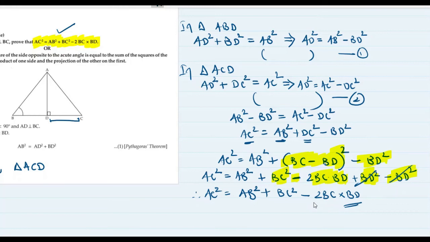And there was one moment where there was uncertainty. That is when I needed to take a chance on whether to split DC or BD. I chose to split DC. If I would have chosen BD, then also I think it would have been okay, because it would become BC minus DC the whole square. Still we would have got the answer.